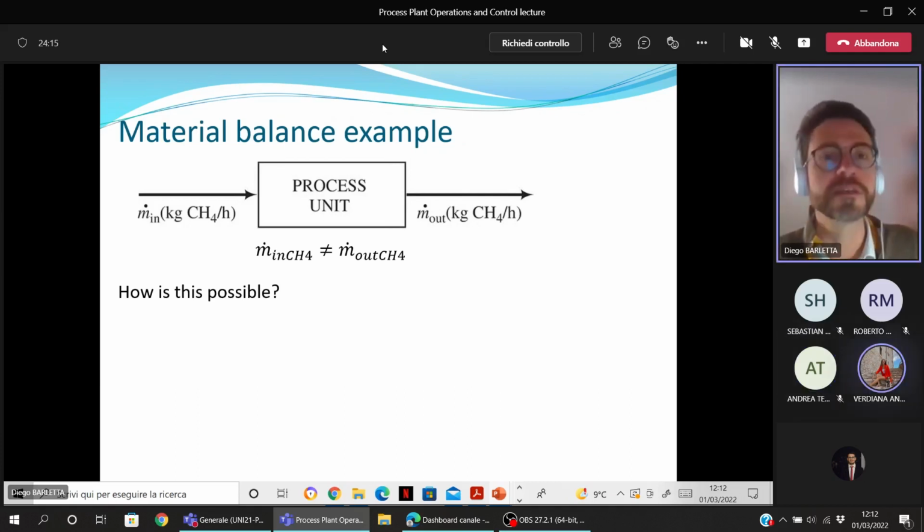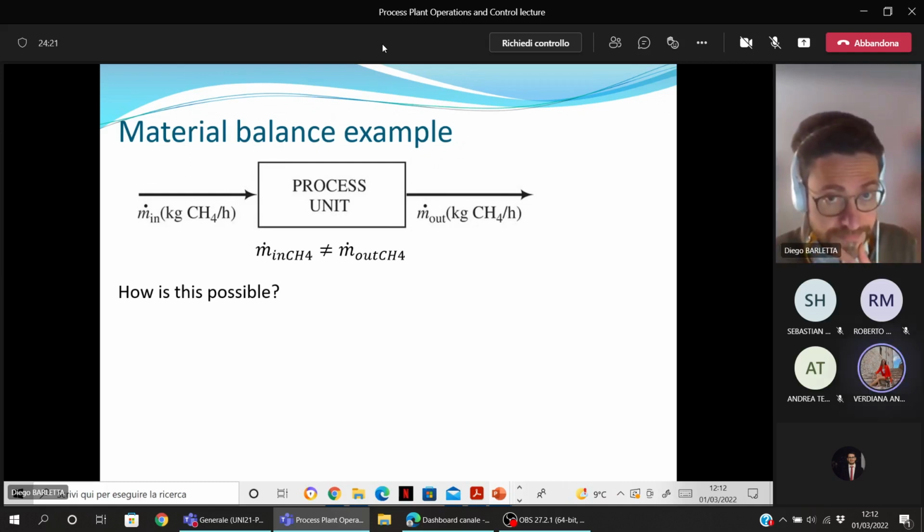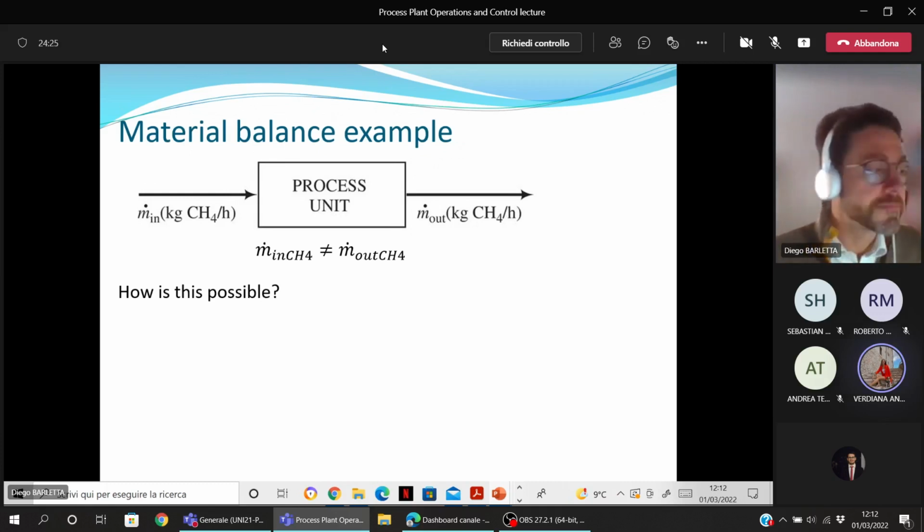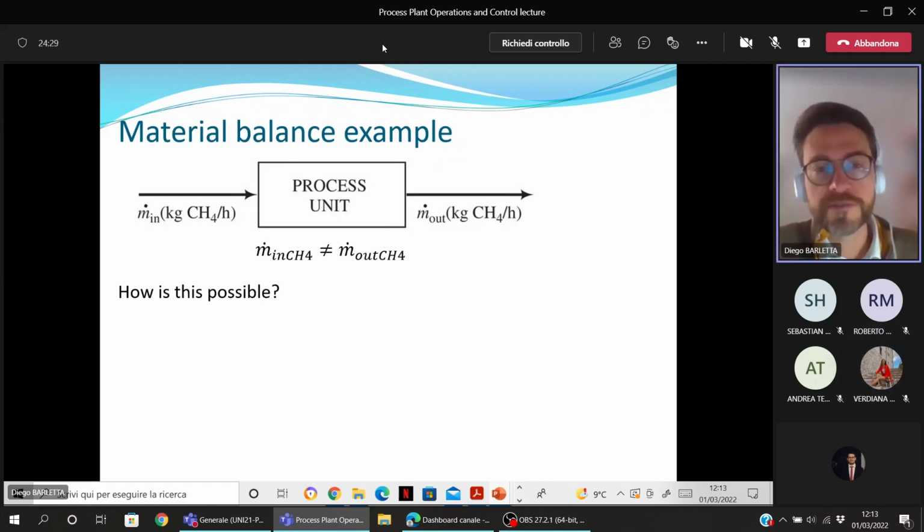Or maybe this is, again, yeah. Please. Maybe not a perfect closed system. So we have some loss of mass of material. Very good. Also this is very good. We could have a leakage.